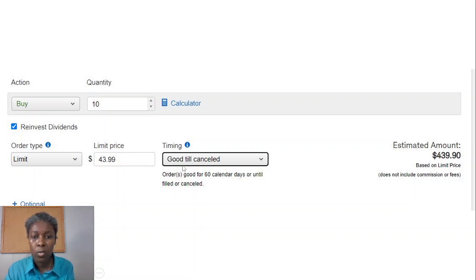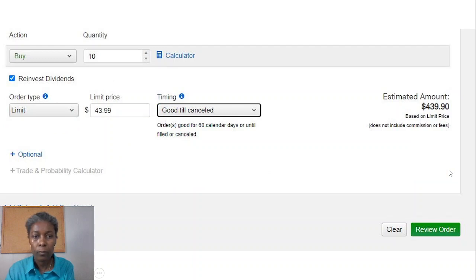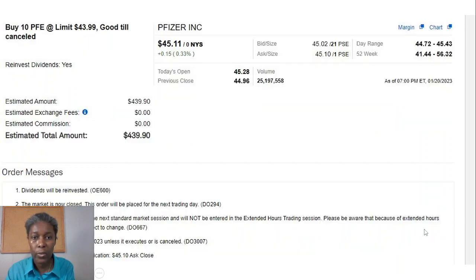So here, good till cancel, and after we have the quantity and the limit price, we have the estimated total. So once you make sure everything is accurate, you are using the right account, you have the right quantity you want, and you set the right price you want, you can click review. There are some other options like add orders, and I have not tried it yet, but I think add order will allow you to place multiple orders at once, but I like to do it one by one. But you can try it, and then you click review orders.